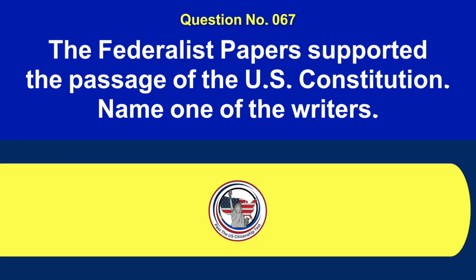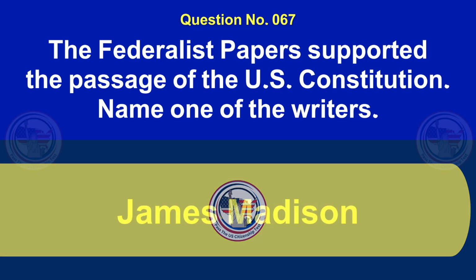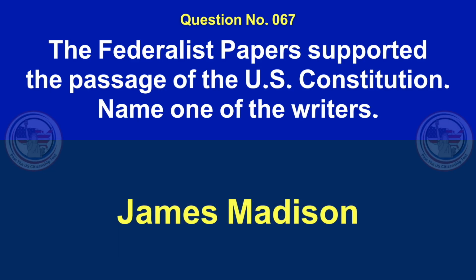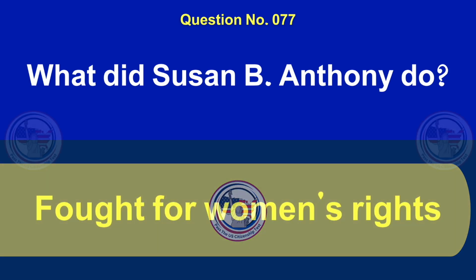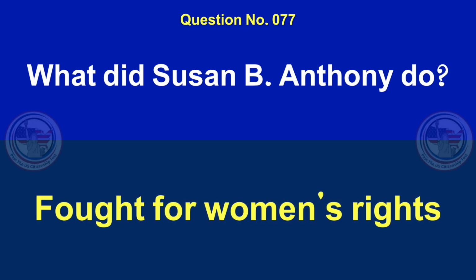The Federalist Papers supported the passage of the U.S. Constitution. Name one of the writers. James Madison. What did Susan B. Anthony do? Fought for women's rights.